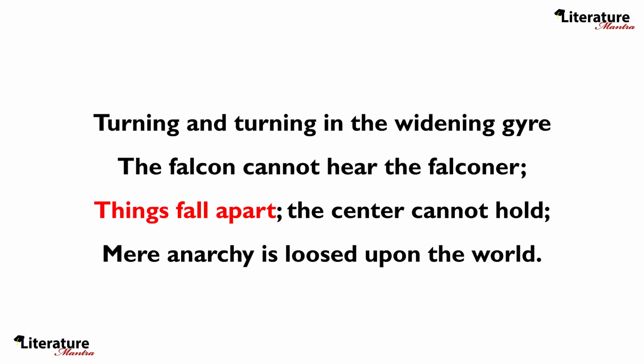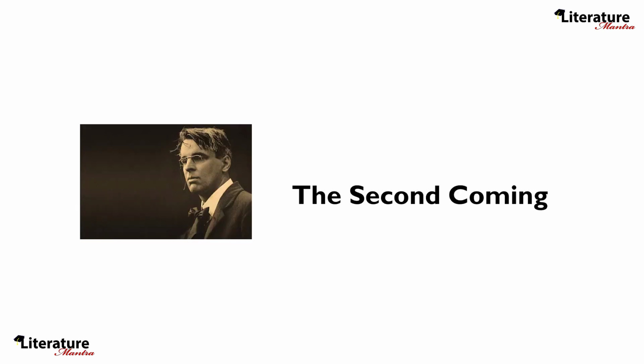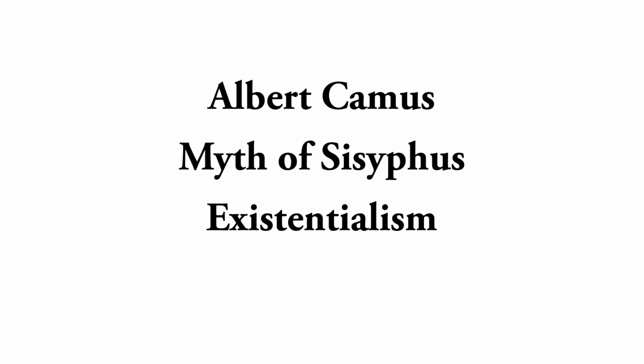So while talking about Things Fall Apart, you should also talk about the poem. What are the similarities in Yeats's poem and Chinua Achebe's novel? Another example can be if you are dealing with a play like Waiting for Godot. Talk about Albert Camus's Myth of Sisyphus and the theory of existentialism. Talk about how the things that happen in Waiting for Godot can be explained through these.